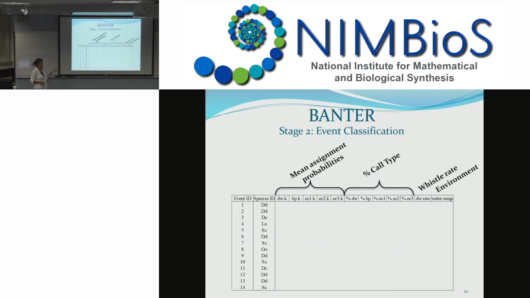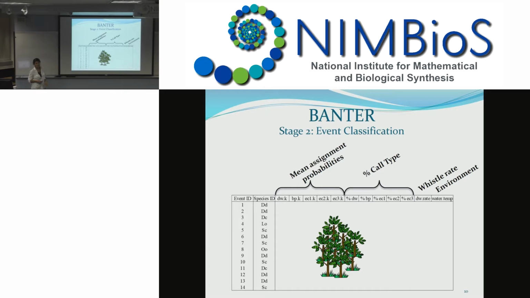And we have some number of events, and when we're training the data, we know the species ID. So at the event classification level, we have our mean assignment probabilities, and that's all the fundamental information from our first stage. Then we can add in some event level information: call type, whistle rate, environmental features, water temperature, things like that.